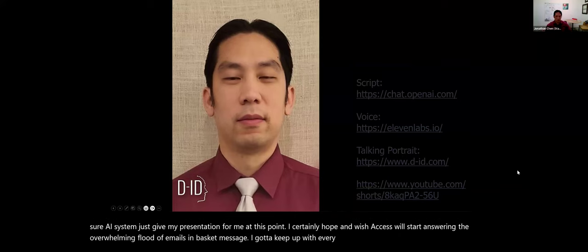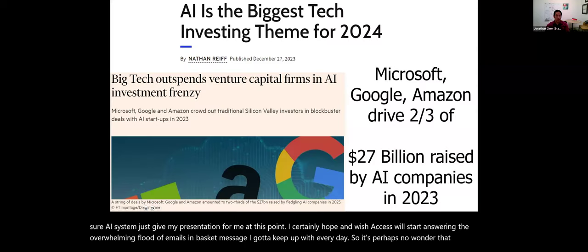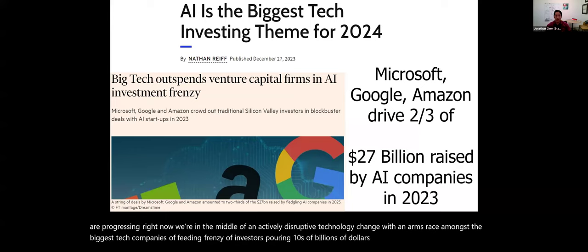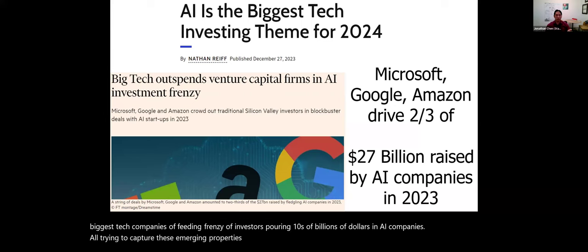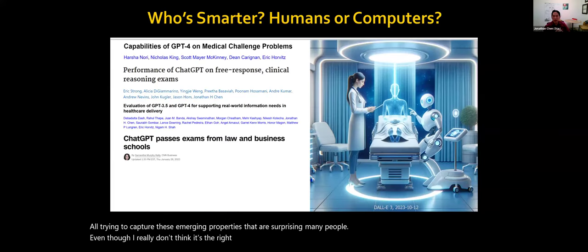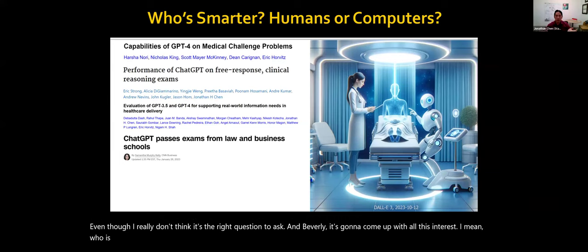So it's perhaps no wonder how things are progressing. Right now, we're in the middle of an actively disruptive technology change with an arms race amongst the biggest tech companies, a feeding frenzy of investors pouring tens of billions of dollars into AI companies, all trying to capture these emerging properties that are surprising many people. Even though I really don't think it's the right question to ask, inevitably it's going to come up with all of this interest. I mean, who is smarter at this point, humans or computers?